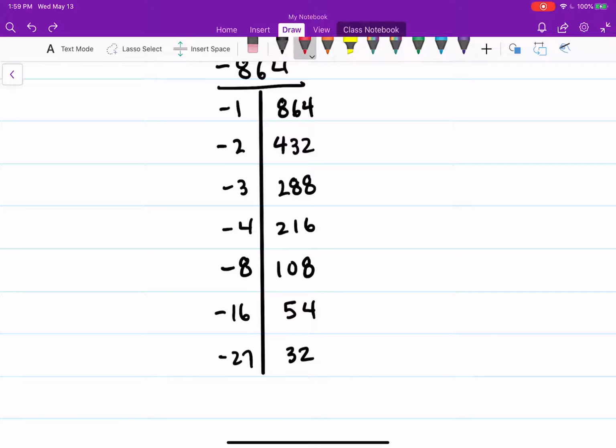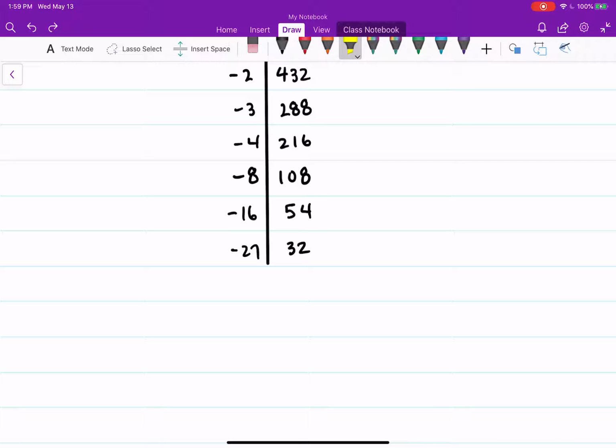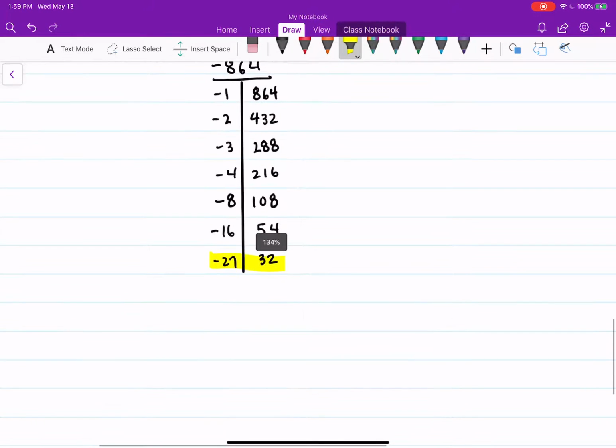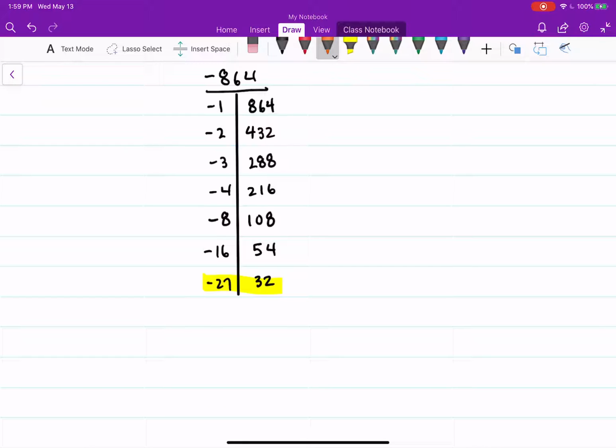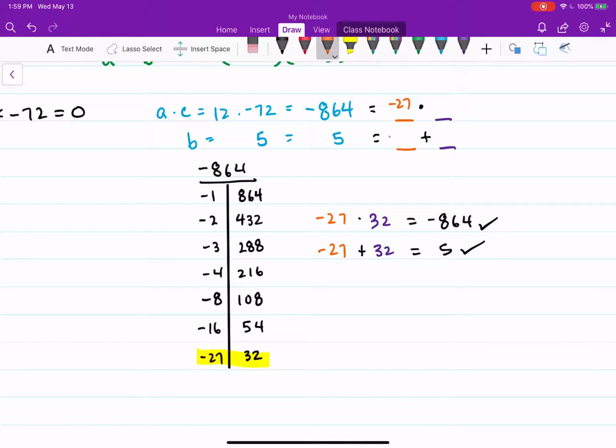Now, did I know it was going to work out right then and there? No, I had no idea. I just had to keep on working. So I'm looking at these two numbers here. Let's check. Does negative 27 times 32 give you negative 864? Yes. Does negative 27 plus 32 equal 5? Yes. So those are my two numbers, negative 27 and 32.